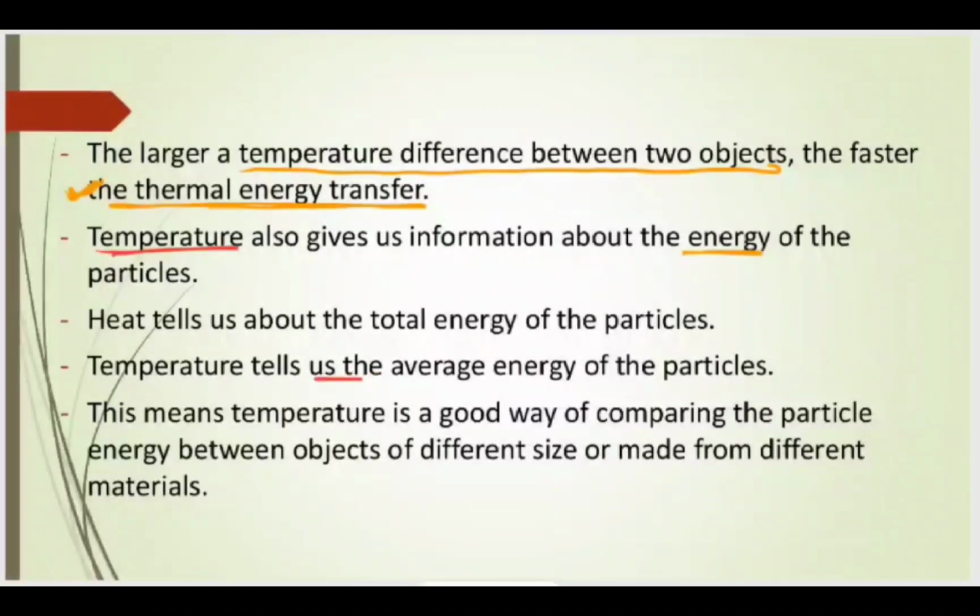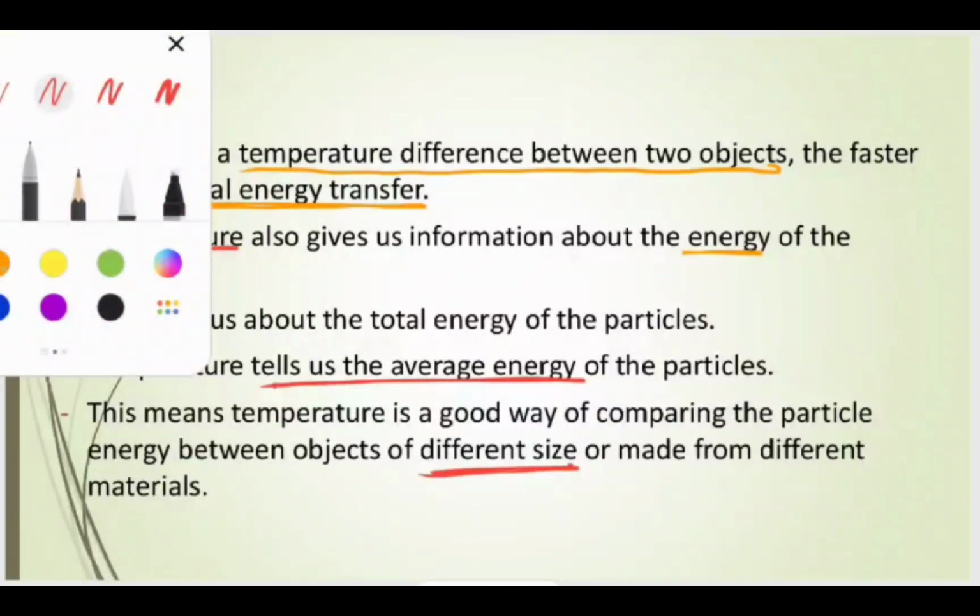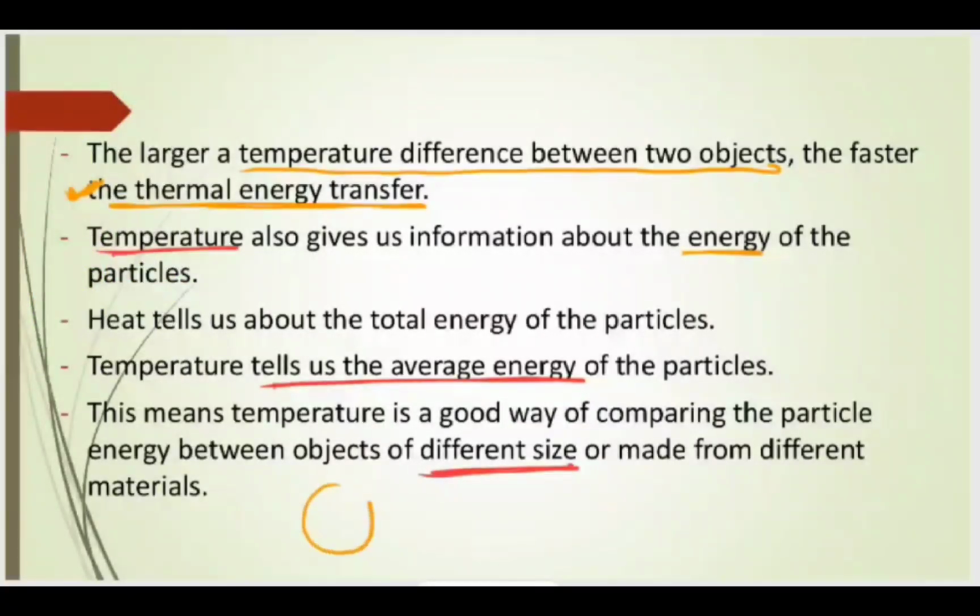Temperature tells us the average. Remember, average, overall energy. This means that temperature is a good way of comparing the particle energy between objects of different sizes or made from different materials. So, what do we understand by this statement? It is a difference in size. It basically means that if an object is bigger in size, it will have more thermal energy as compared to an object which is smaller in size.